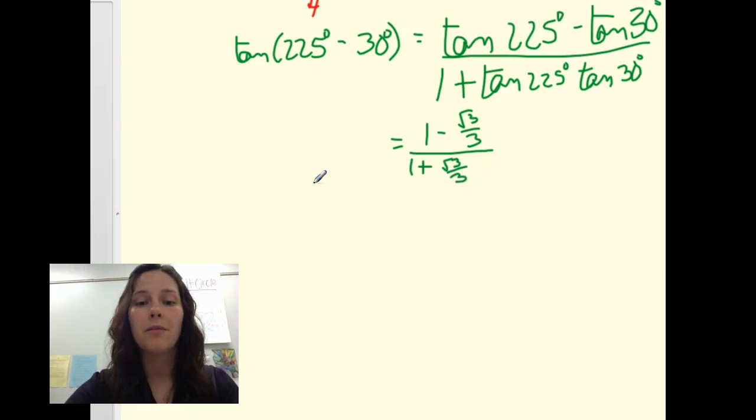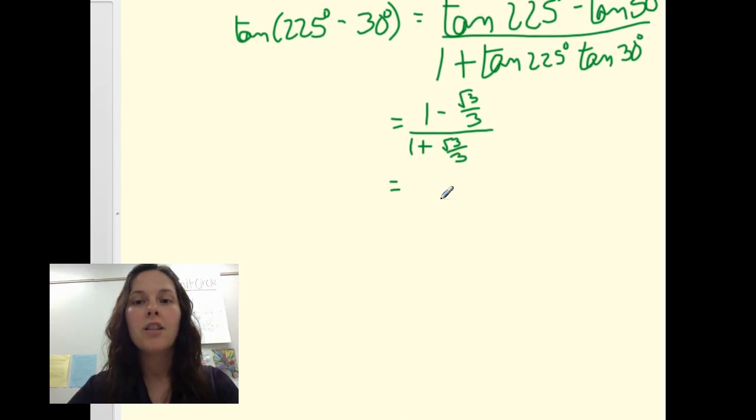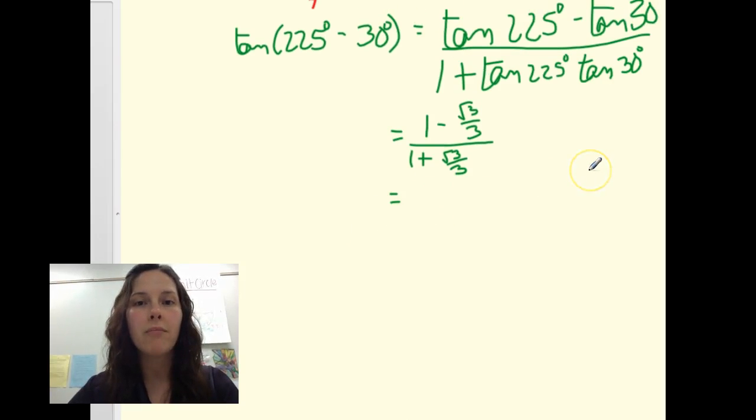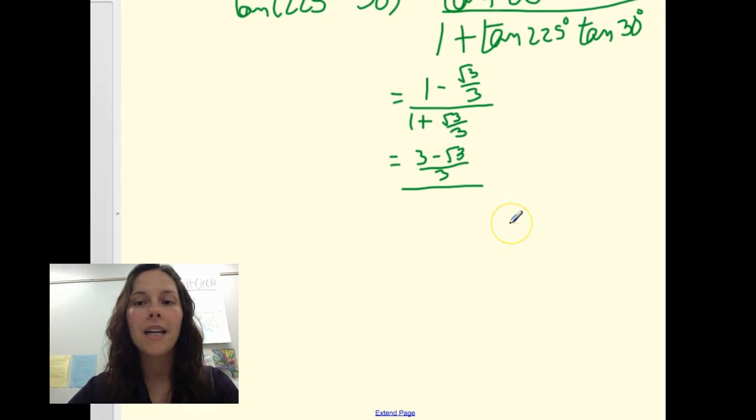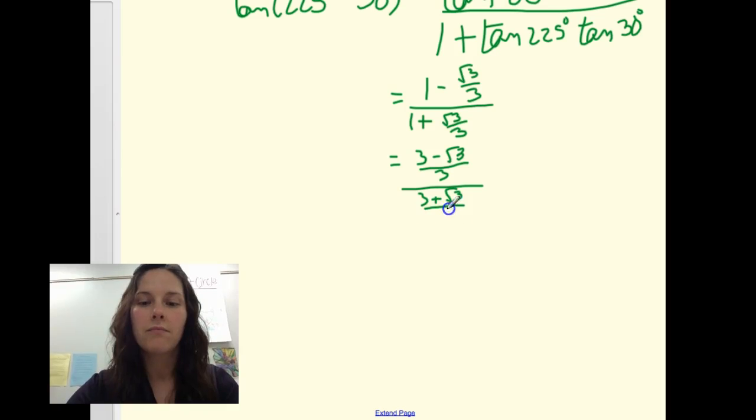Now we need to simplify because we have complex fractions. We've got fractions within fractions. So in the numerator, I'm going to rewrite my 1 as 3 over 3 so that I can subtract my fractions. So there's my numerator, 3 over 3 minus root 3 over 3. And then in the denominator, again, I'm going to change my 1 to 3 over 3, but this time I'm going to add it to root 3 over 3.